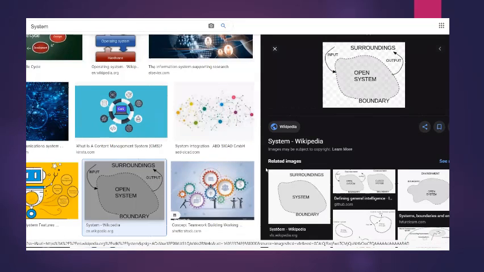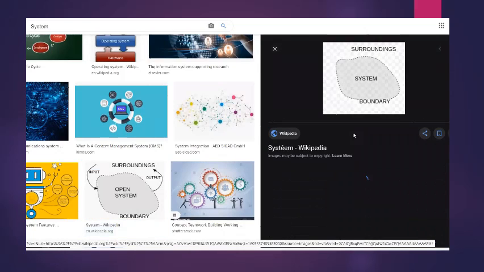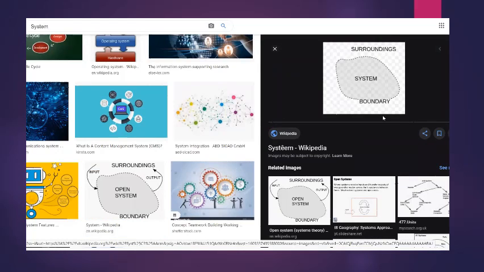A system is simply having input from the surrounding, and then you have something inside, and then you put output to the surrounding. So the system has a surrounding and it has a boundary, and the system is inside of it. The definition of a system is a collection of interrelated components that work together in order to perform a specific task.